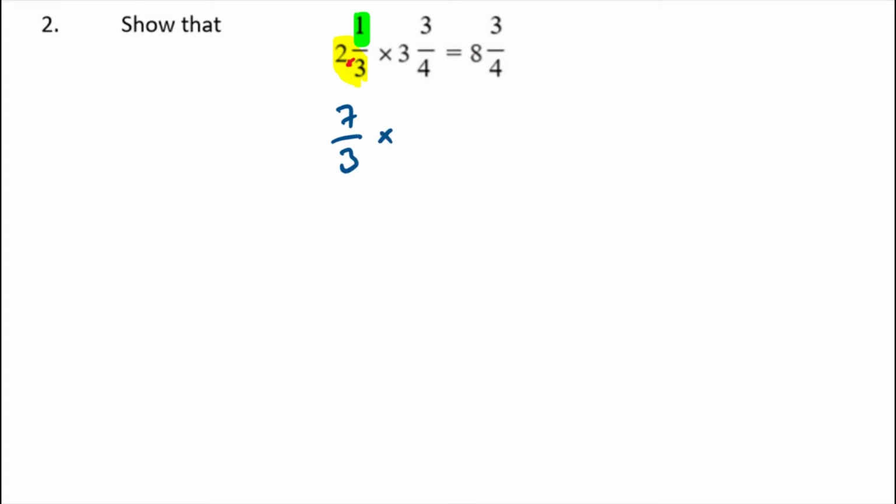Okay, now I can do the same thing with the other number. I'm going to multiply the 3 and the 4 together. So 3 times 4 is 12. And then I'm going to add on the 3. So that's going to give me 15 over 4.